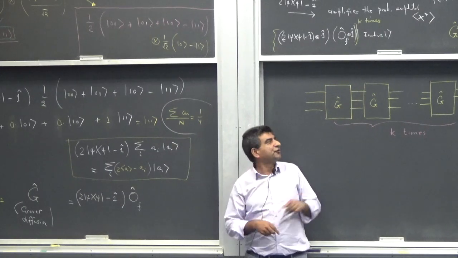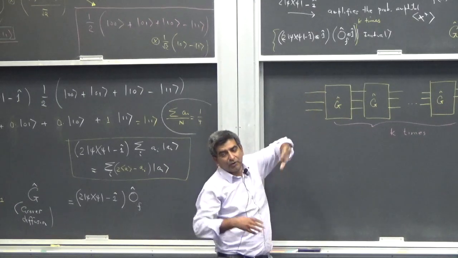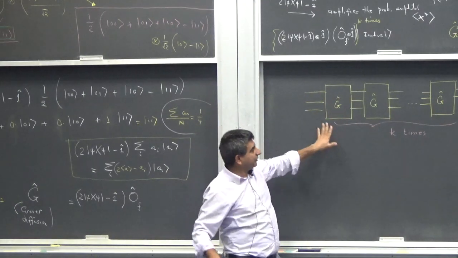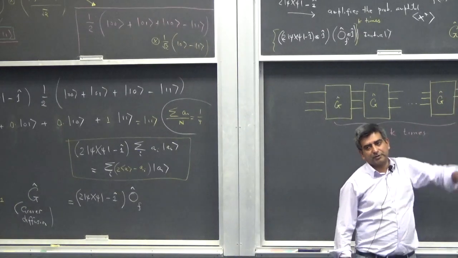If you have, instead of 2 qubits here, 3 or 4 or 5 or 6 or 100 qubits, then you would need multiple iterations to zero down onto your solution.